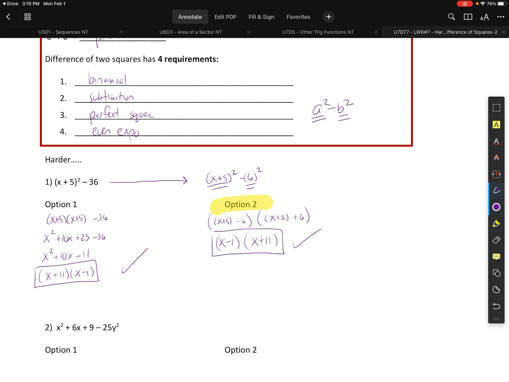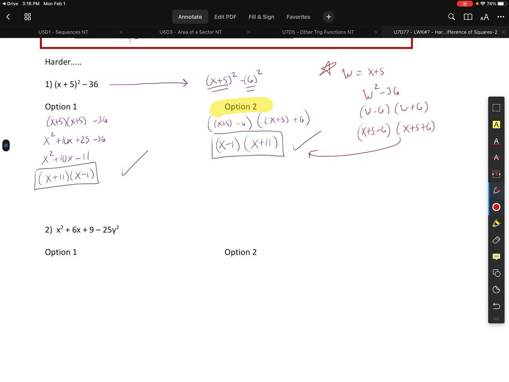Right now, a second idea that could help people out is this. If you don't like what you're seeing, you could do a cheat method where you say something like w equals x plus 5. So you can make this w squared minus 36, which would be w minus 6, w plus 6, then sub back in x plus 5 minus 6, x plus 5 plus 6 to get you back there. We're going to focus more on that method later on in the unit, but I'm just throwing out ideas for people that might be stuck right now.